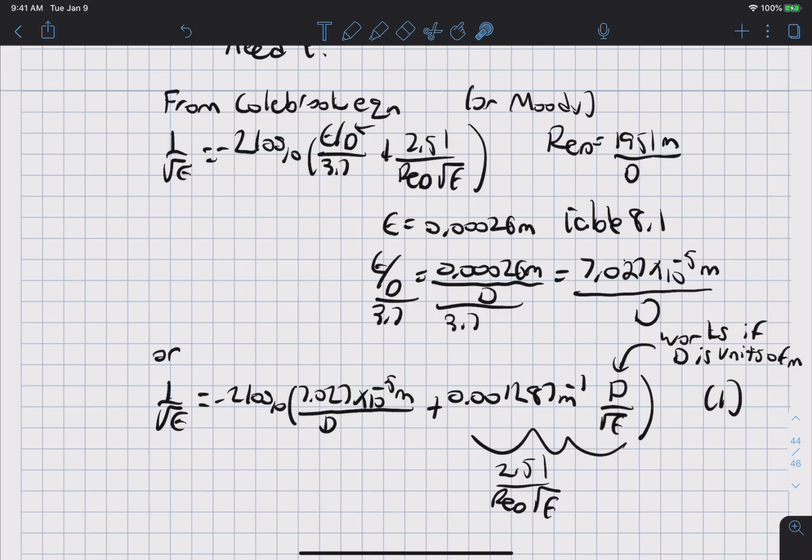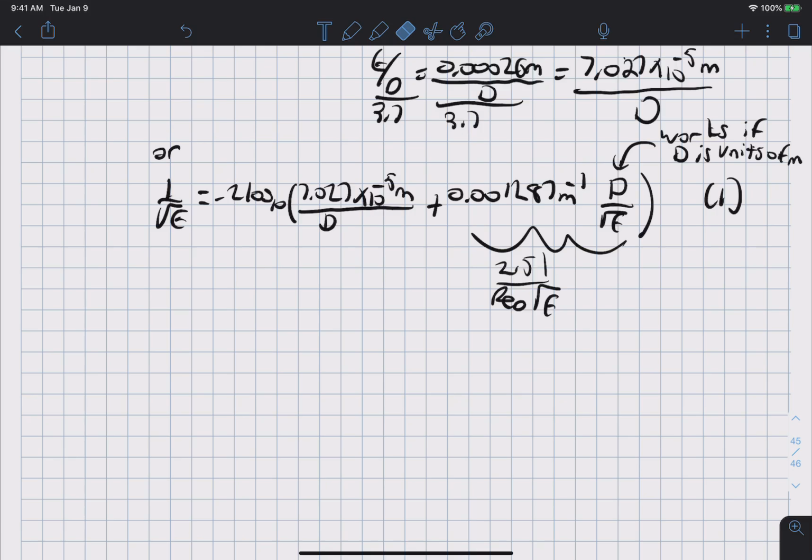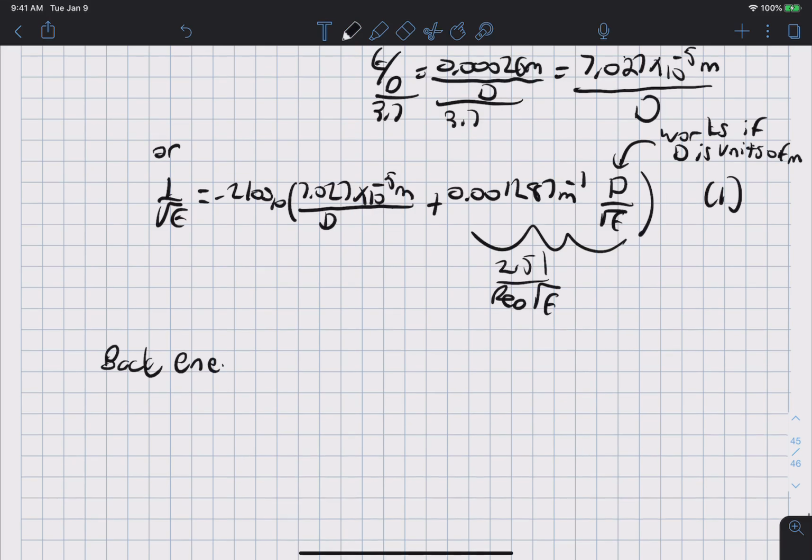So now we know f, we know the head losses in terms of both f and D. Now we just need to stuff those into our energy equation. So now, back to the energy equation.